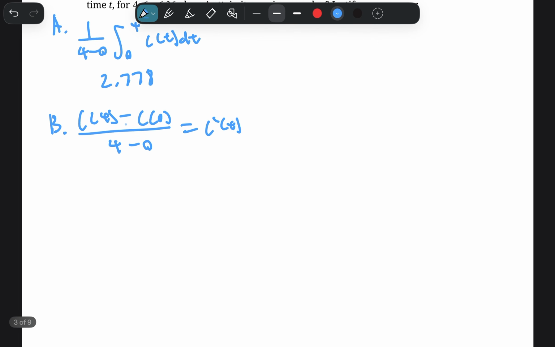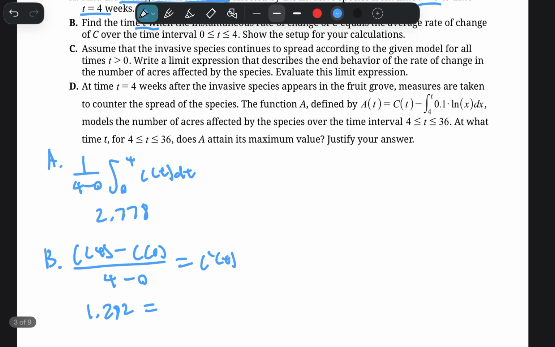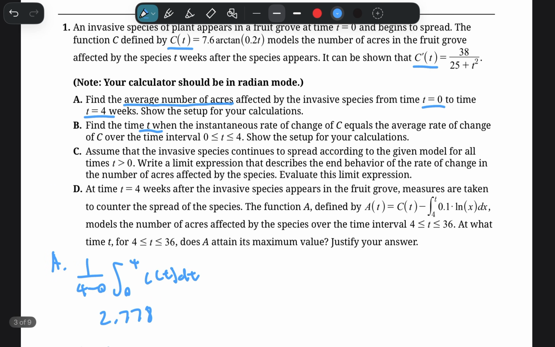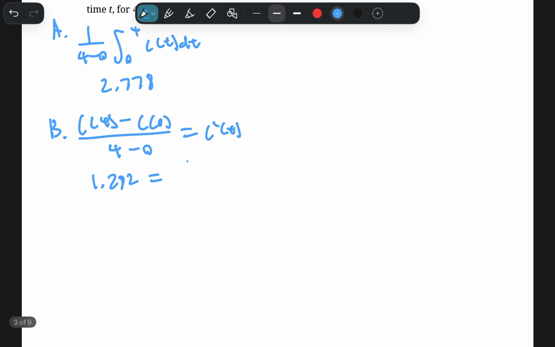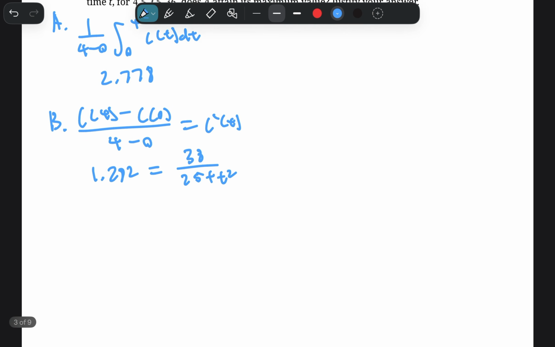Now, the left side, after you calculate it, ends up being around 1.282. And this has to equal the derivative, and we have to find the value of t. So 1.282 has to equal 38 divided by 25 plus t squared. And now we have to find t. After using our calculator, t is roughly equal to 2.154 weeks.